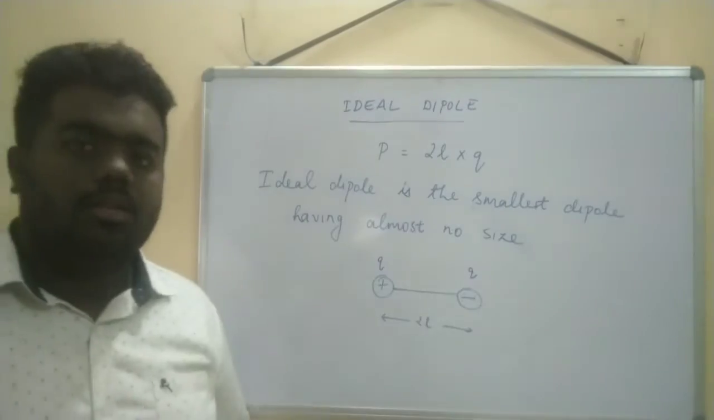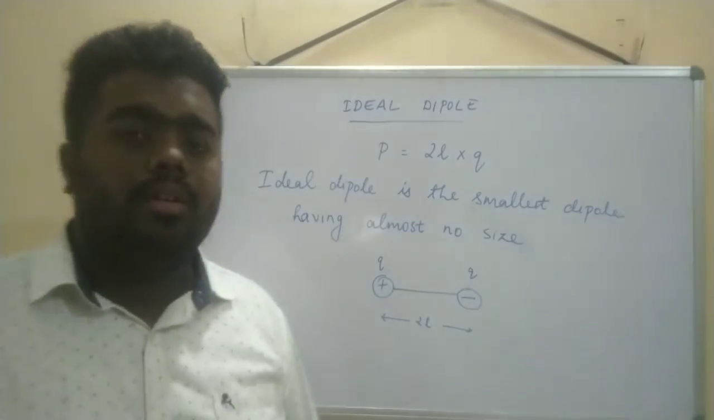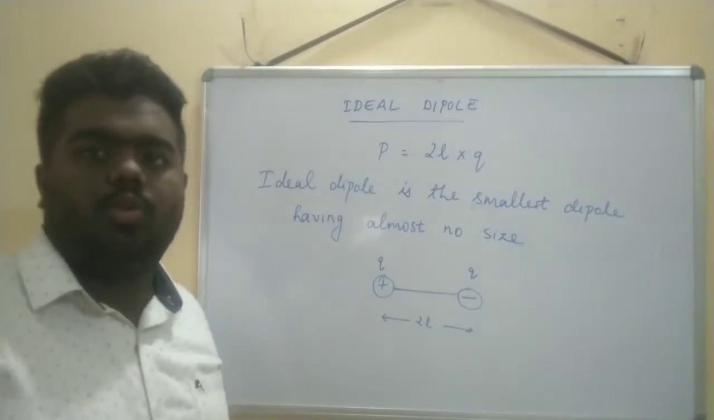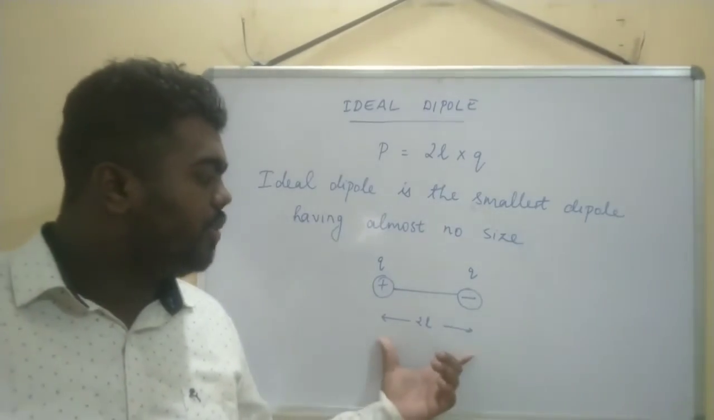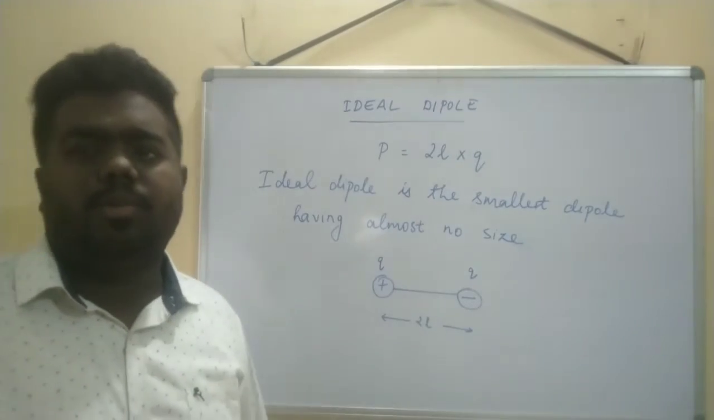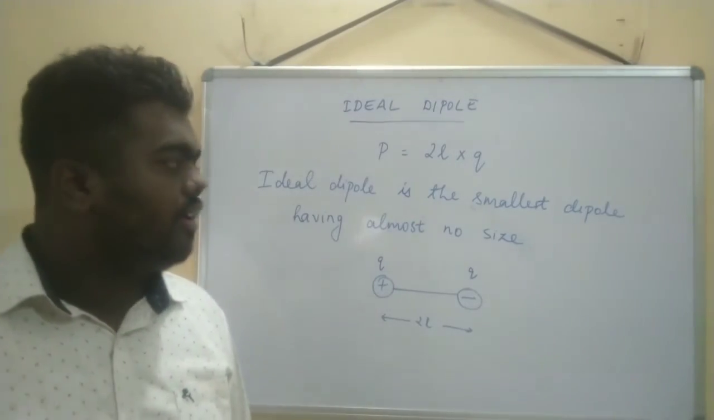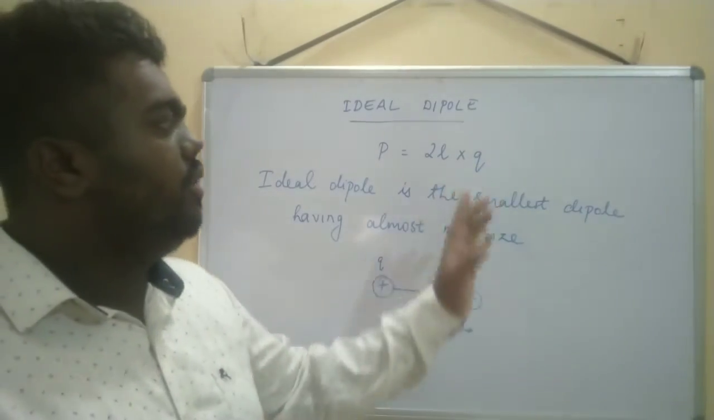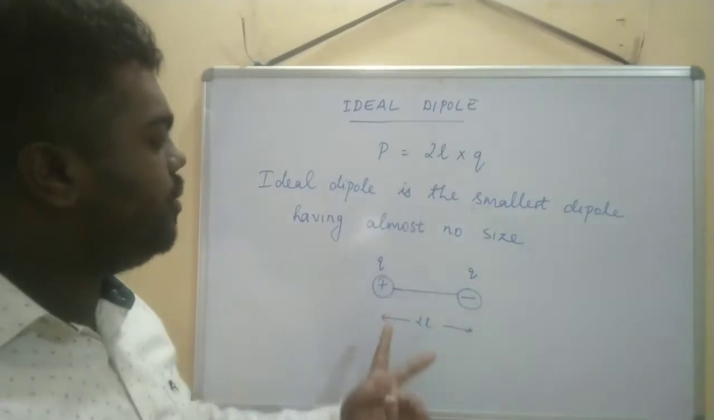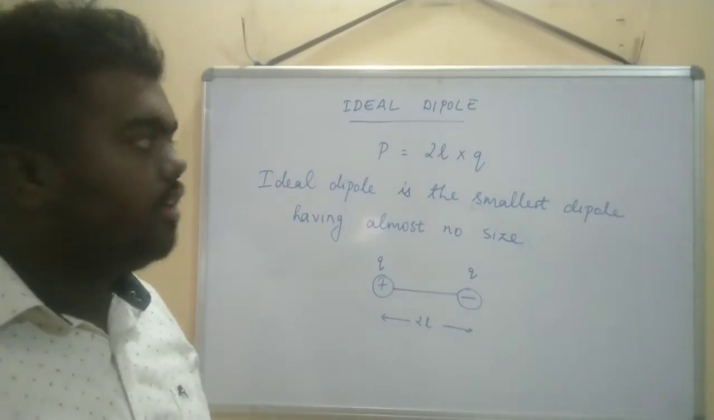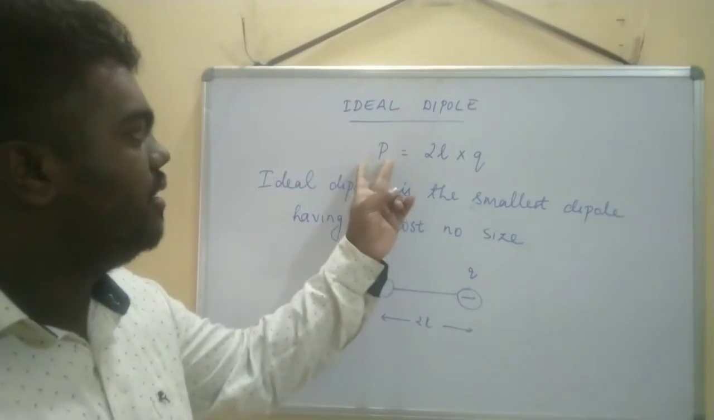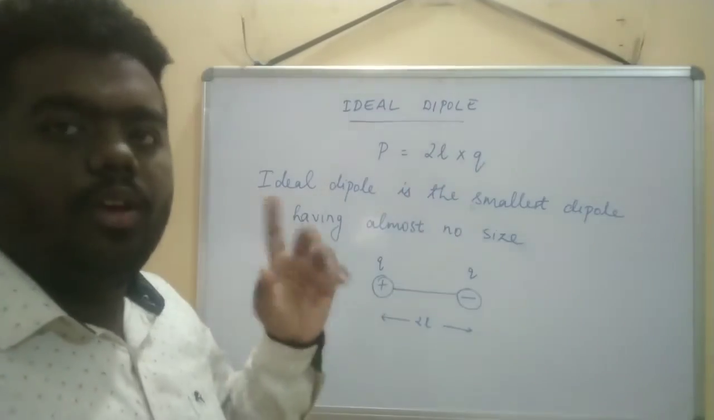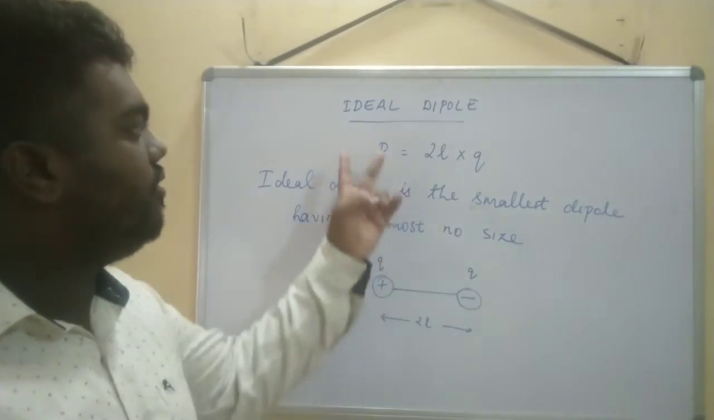Now the next topic, ideal dipole. What is an ideal dipole? An ideal dipole is the smallest dipole having almost no size. No size means the distance between the charges is almost negligible or very small. Now what is done here? Listen, the Q is increased and the distance between the charges is decreased, keeping this product, the value of P, constant. The value of P should not change.